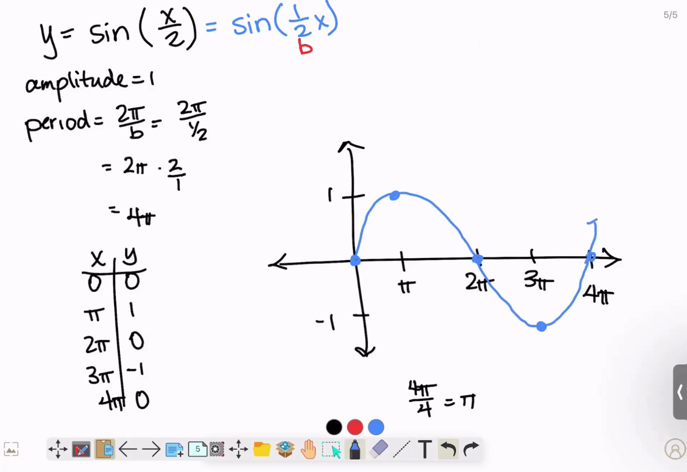All right, so what changed in this graph is that the period changed. So it's kind of like a stretched out version of our original sine. It's stretched horizontally, and so that changed all of our key points.